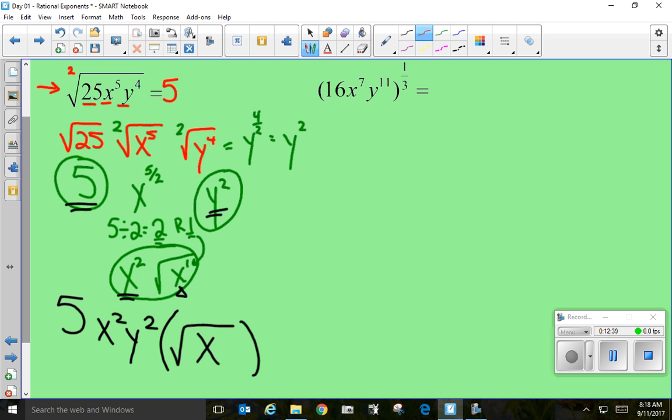Okay? I know I'm going to have y squared because 4 divided by 2 is 2. I know that 2 goes into 5 twice, so 2 x's should come out, but I have a remainder of 1 there, so 1 should stay in. I mean, you can do it that way if you get it. If you get it, good, you can just do it that way.